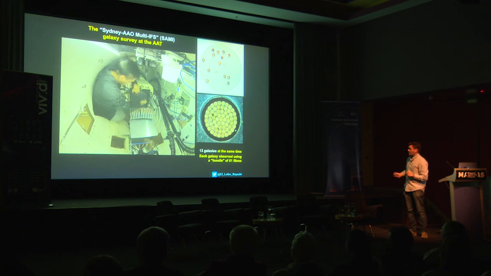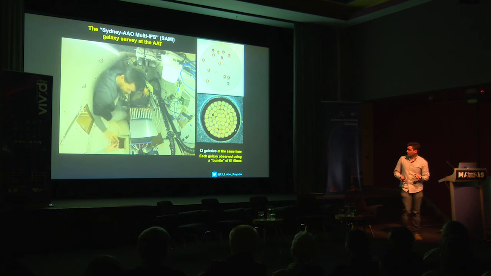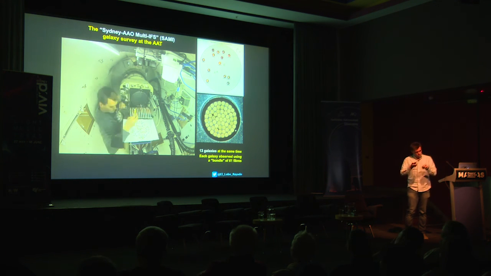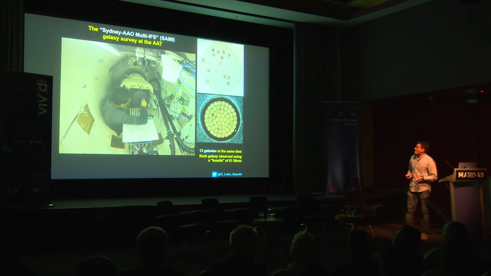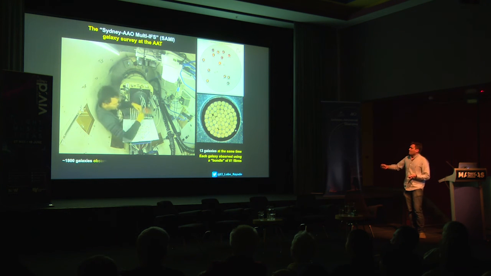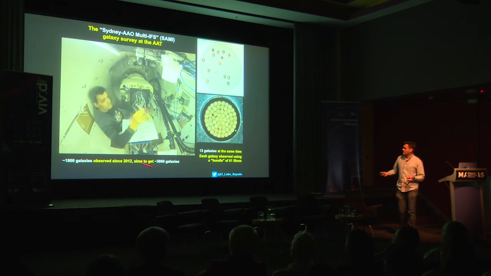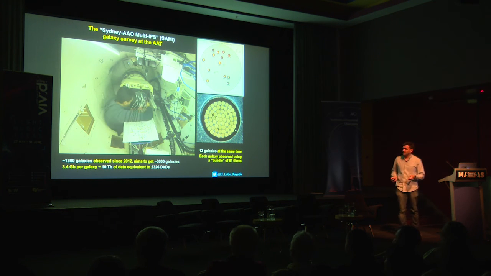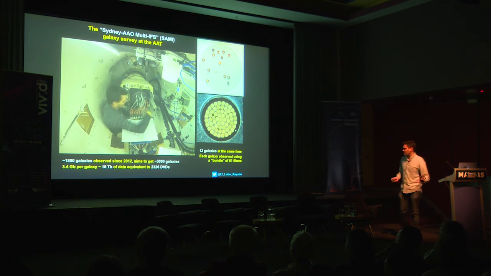Every one with 51 fibers. That is me at the telescope just a few months ago, actually doing this, because we have to do it manually. But we have already observed 1,800 galaxies. We aim to get 3,000 galaxies, and we will get 22,326 DVDs. And I think you should wait for it.